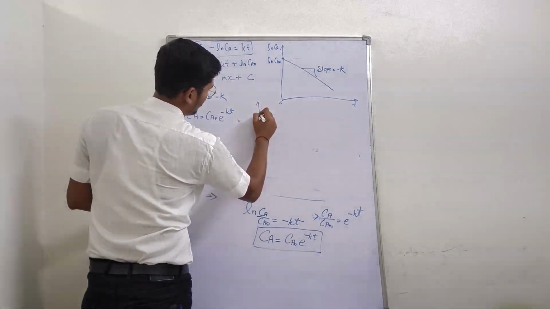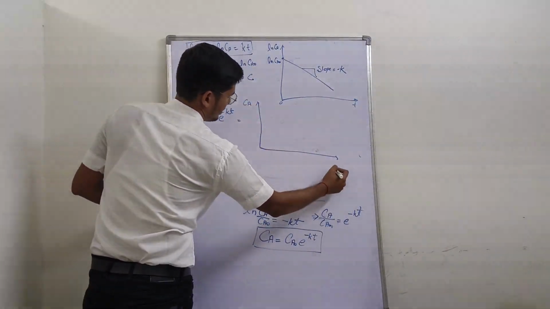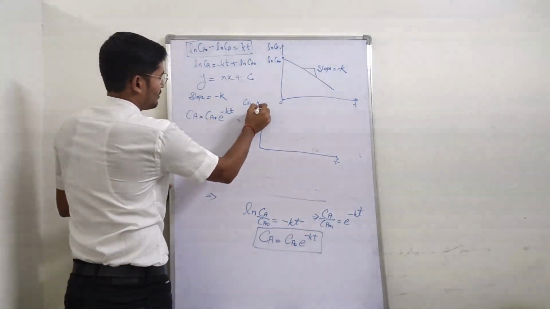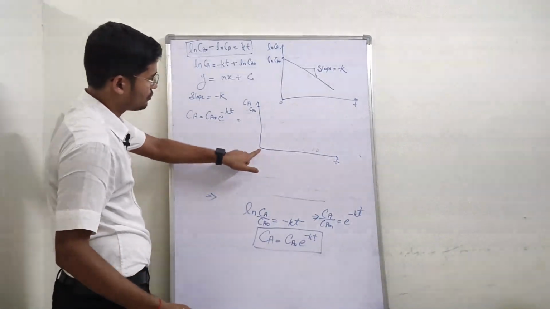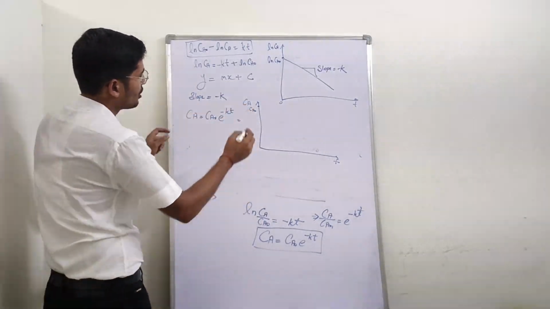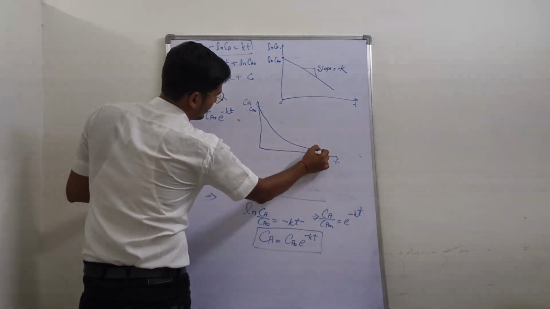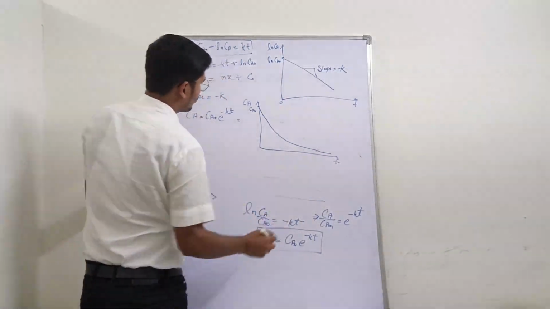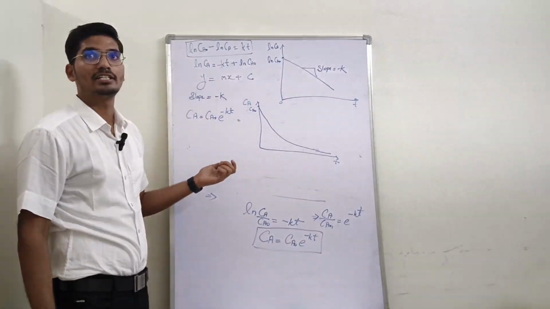Now let's see the graph quickly. This is Ca, this is time t. We have the initial concentration Ca naught at time t equals 0. The exponential curve, how does it go? Like this. It will never touch; it will touch only at infinity. So in finite time, a first order reaction never gets completed.